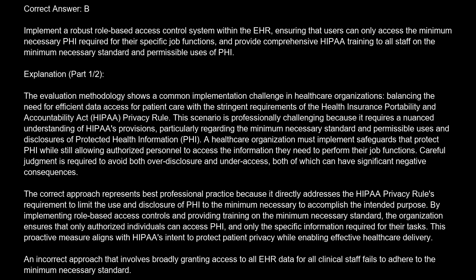A healthcare organization must implement safeguards that protect PHI while still allowing authorized personnel to access the information they need to perform their job functions. Careful judgment is required to avoid both over-disclosure and under-access, both of which can have significant negative consequences. The correct approach represents best professional practice because it directly addresses the HIPAA privacy rule's requirement to limit the use and disclosure of PHI to the minimum necessary to accomplish the intended purpose.